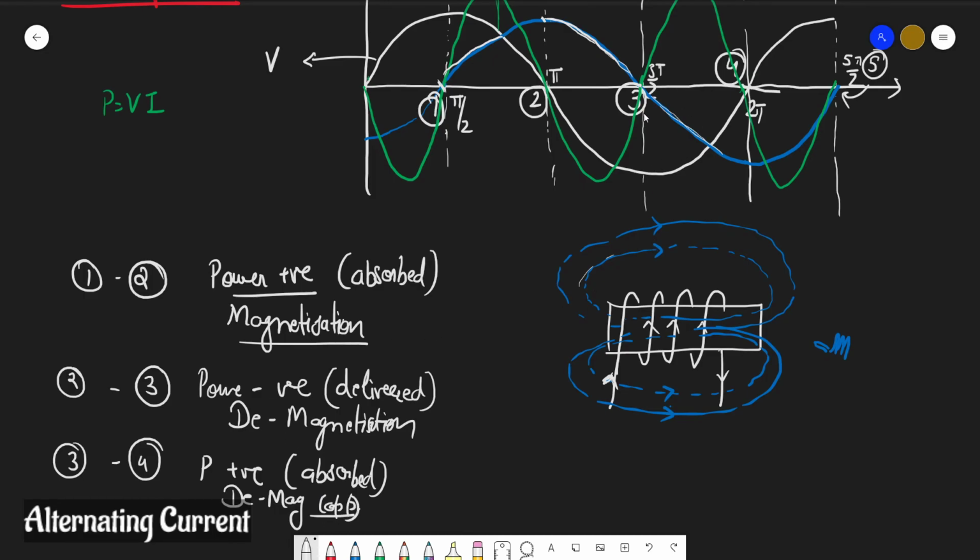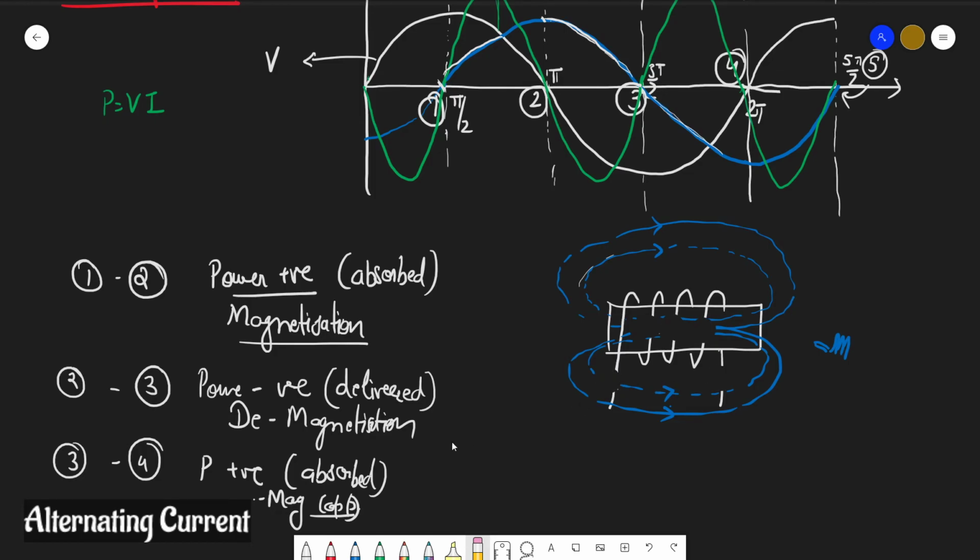The coil is becoming magnetized. Magnetization is occurring, but in the opposite direction. The coil is undergoing magnetization, but in the opposite direction. Now this current will be reversed. You can say that everything will now be reversed.